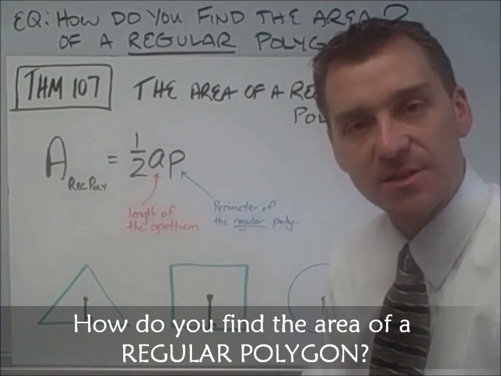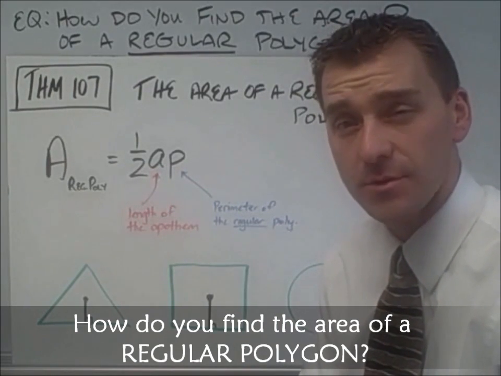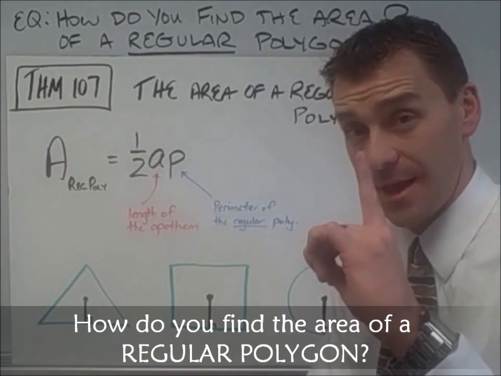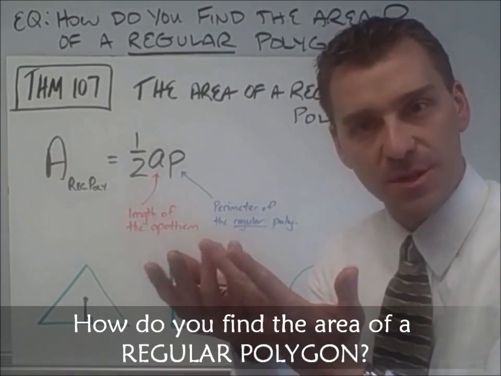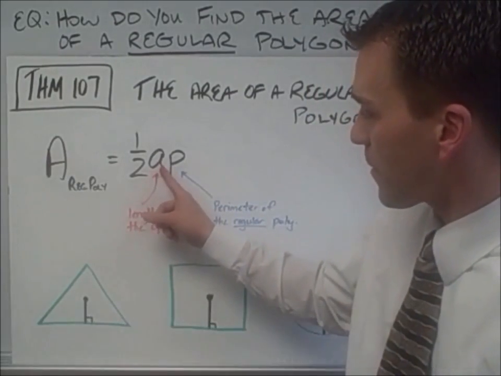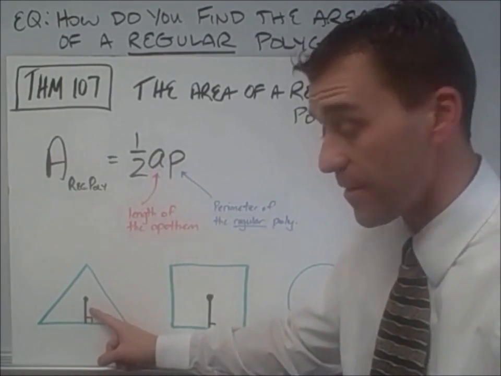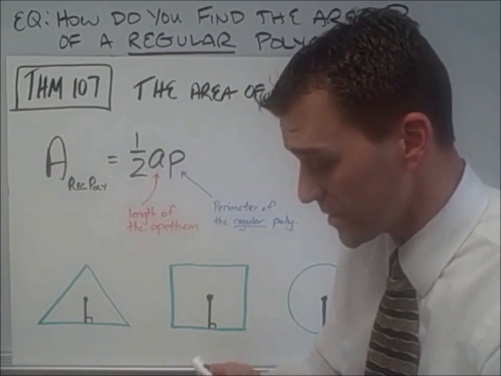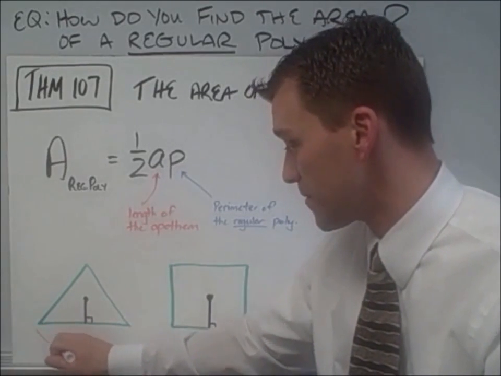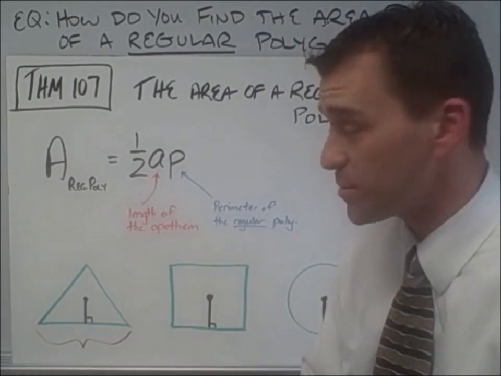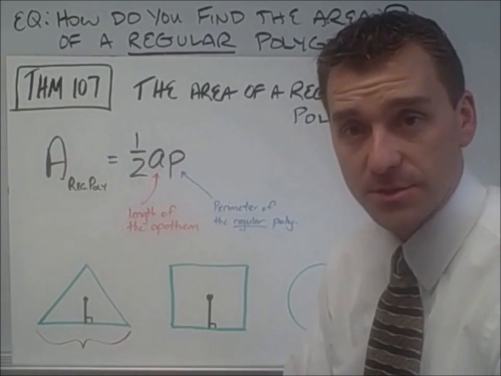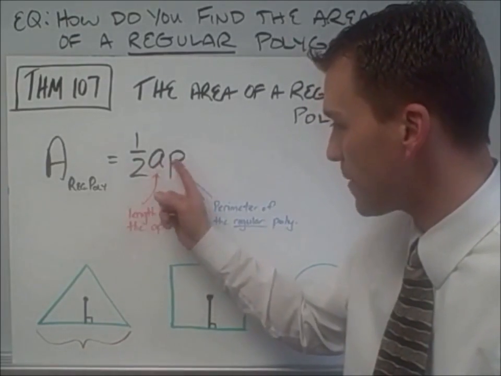Now, that's nice because a regular polygon, remember, is equilateral. So as soon as you find one side length, you can know the perimeter pretty simply. So you have to find the length of the opossum and the perimeter. If you have a triangle like this, that's the opossum. You have to find that, and you have to find one side of this triangle, maybe it's that whole thing, whatever. You just plug it in, multiply 1/2 times the opossum times the perimeter, and you'll get your answer.